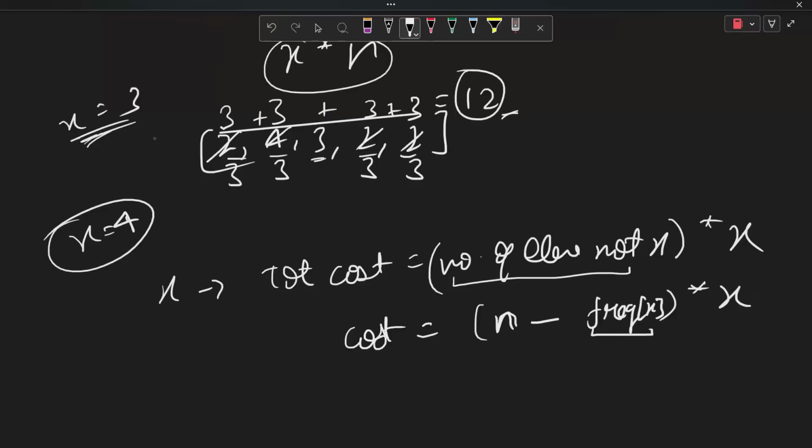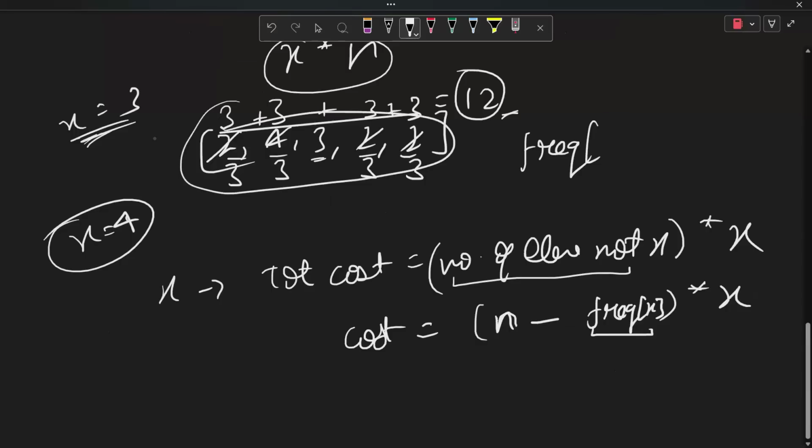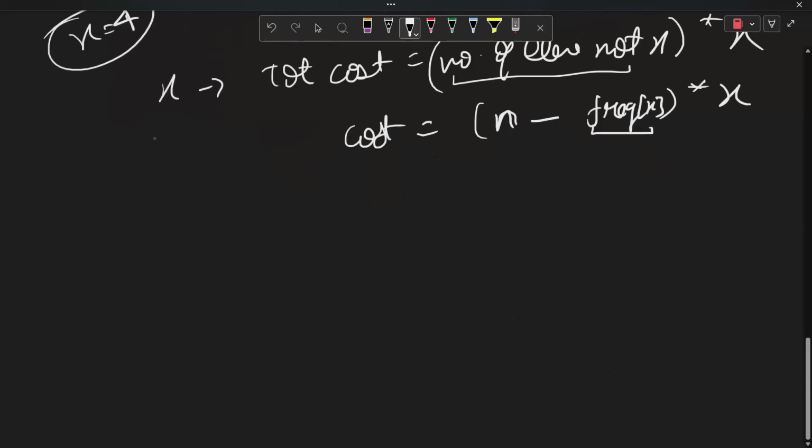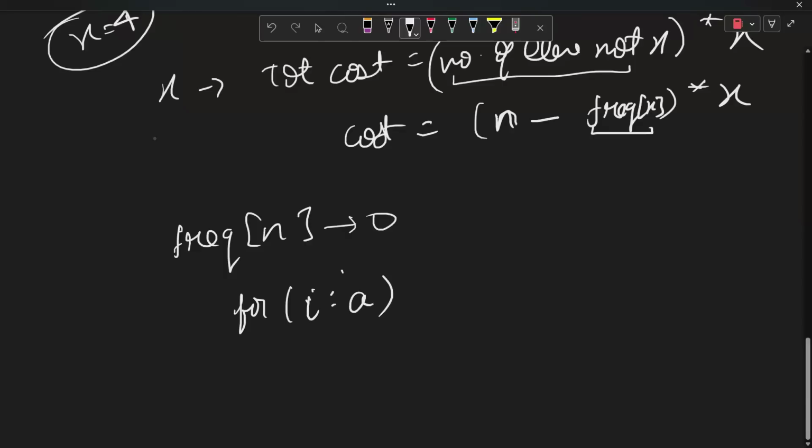So what we can do, we can compute a frequency array first. That would be a pre-computation part. From the given array, we would compute a frequency array which would store the frequency of every element. So how can we do that? We can just take a frequency array of size n and initialize each frequency with 0. Then we can iterate through each I in the given array, and for every element we do frequency of I plus plus. This way we can compute our frequency array.